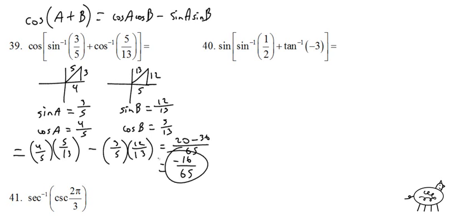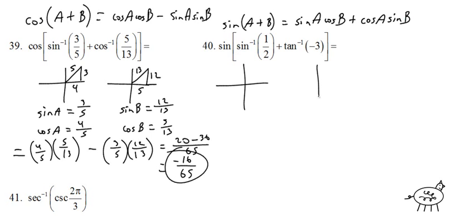Okay, this one here is sine of A plus B, which is sine A cosine B. That's same sign, so it's plus cosine A sine B. All right, just got to make a sketch for each one of those. Sine is 1/2, so it's got a couple radicals in here. So it's going to be 1 and 2 and root 3.